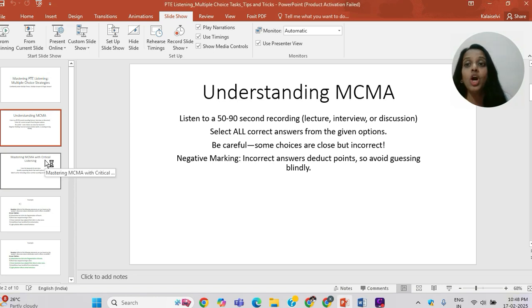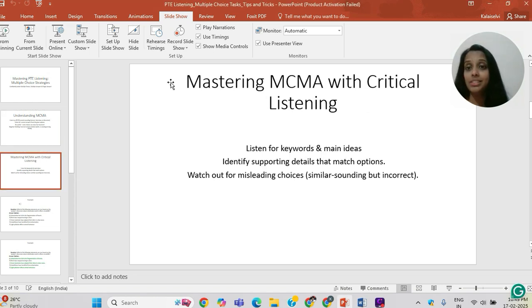Let's move on to the concept, which is critical listening and eliminating distractors. Okay, so when it comes to this task, it's about understanding key details, important points, and implied meanings. To master it, you need to listen for keywords and main ideas. Identify supporting details that match the correct options and try to be aware of misleading options. Sometimes there are words that sound very similar but they don't match the context, right? So keep all this in your mind and let's move on to our example of an audio script.